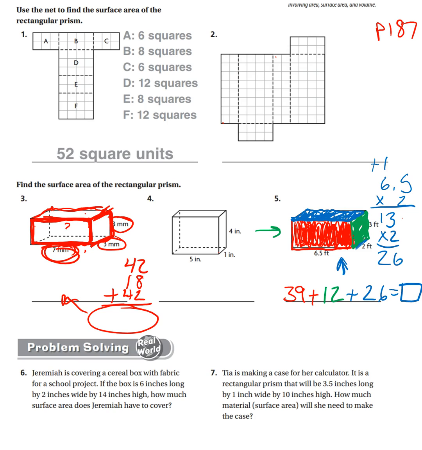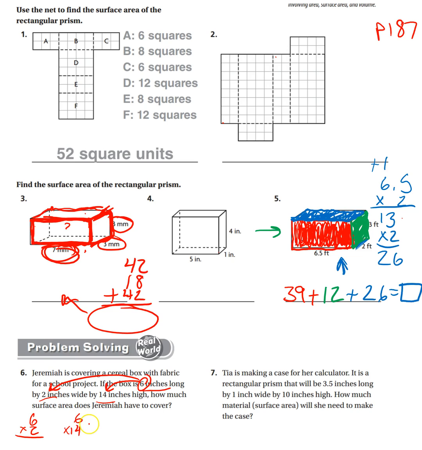Okay, hope that helps you better visualize the problem. All right, let's go back to my trusty rusty red. Jeremiah is covering a cereal box with fabric for a school project. The box is 6 by 2 by 14. So you need to do 6 times 2, 6 times the 2, and then the 6 times the 14.